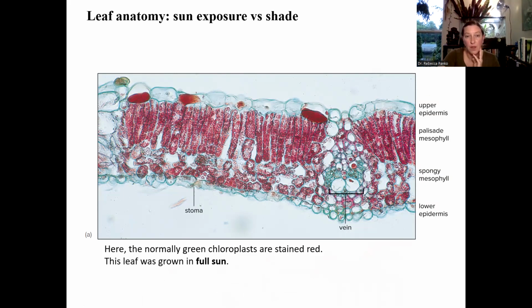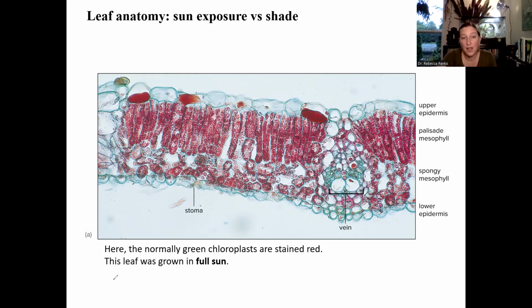Okay, this was a drawing. This is a real microscope slide. So sometimes you can look at the leaf anatomy, meaning you could look at a leaf underneath the microscope and tell whether or not that plant was getting a lot of sun or not. So look up here, leaf anatomy, sun exposure versus shade, right? And in order to make this slide, we have to stain the leaf tissues. And just so you know, the green chloroplasts, when you stain them to make a slide, turn red. They would normally be green, but you have to use a stain.